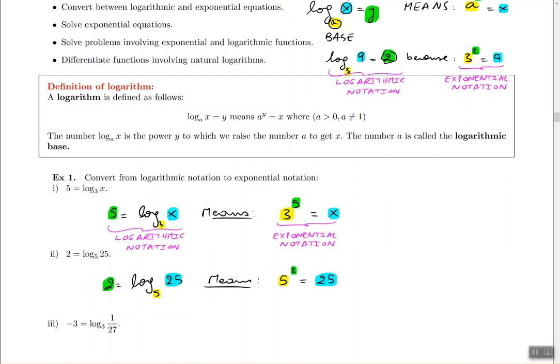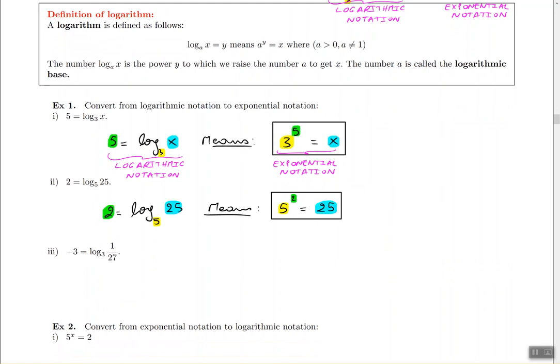Okay, so the final answer for these problems is supposed to be what's written over here on this side, the exponential notation. And you don't have to actually calculate or do anything, you just rewrite it and that's it. Okay, and finally, -3 equal to log base 3 of 1 over 27. This means, again, follow the same format. 3 to the power of negative 3 is equal to 1 over 27.